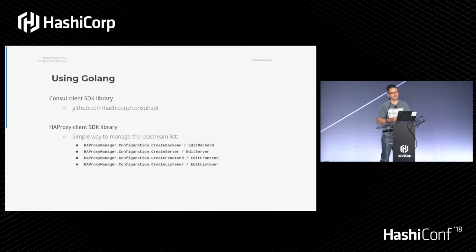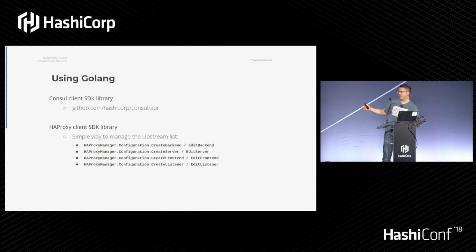For example, when you want to create an upstream, you want to create a backend, and then within that backend, you want to create servers, which are the nodes of your services. Just call these functions from our SDK, and the magic will happen for you. It's the same when you want to expose your local service on the external IP. Then you can use create frontend, create a listener with the parameters you want, and the magic will happen.